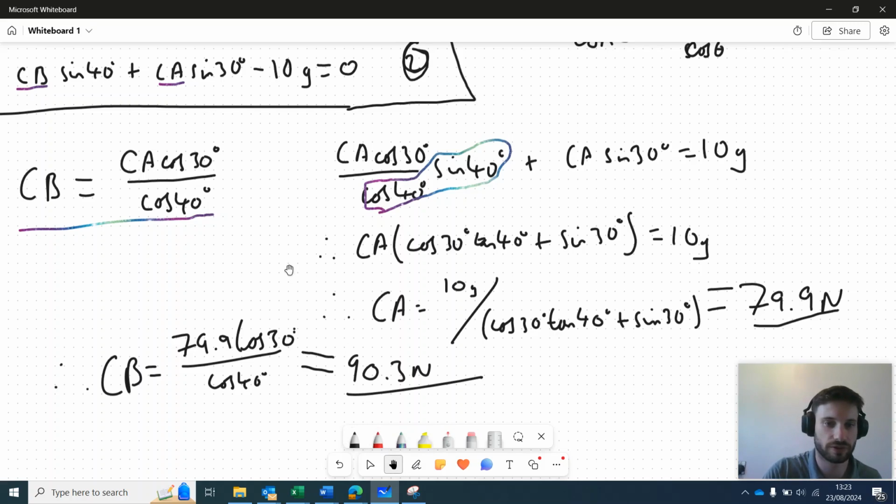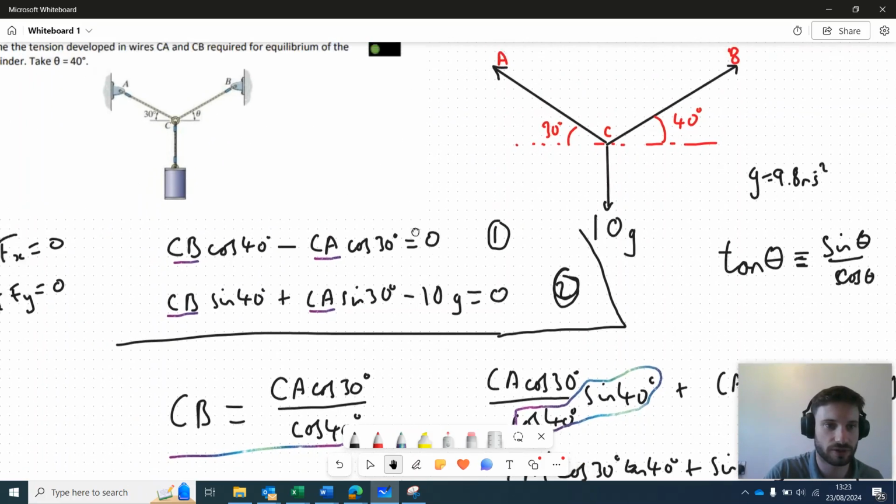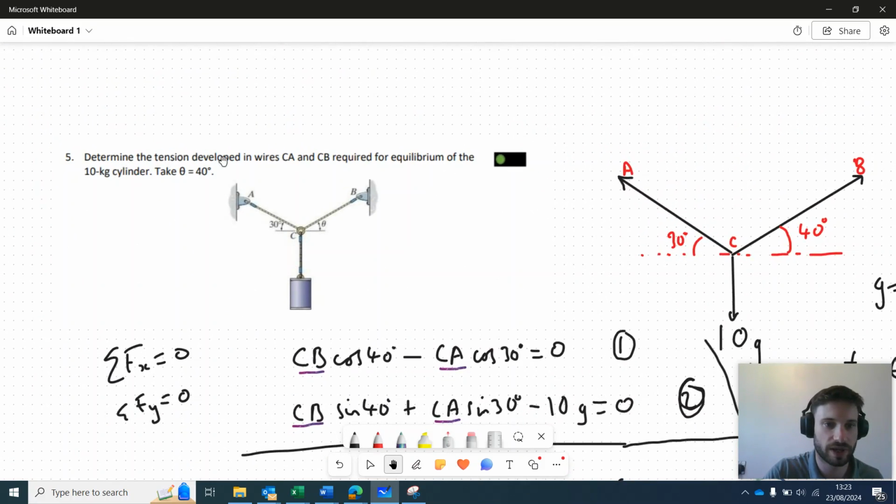Let's go back to the original question just to double check that it's all there. Determine the tension developed in CA and CB. Yeah, that's all it's asking.